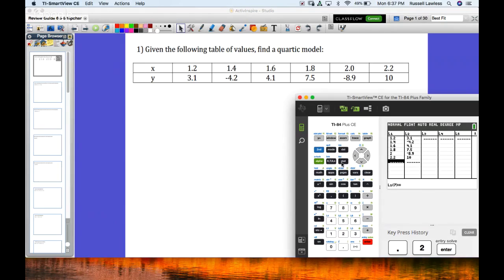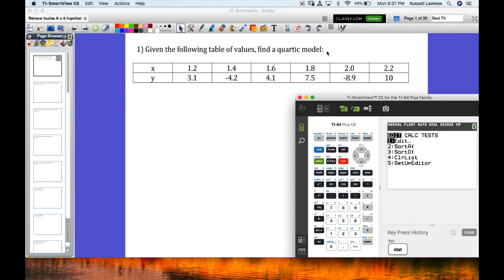And so after we've set the table, made the values for the tables, we're going to hit our stat button again, because what we're looking for is this quartic model. Now, if I'm going to find that quartic model, I'm going to go to calc. You have 3 different types of regression that I can ask: the quadratic, the cubic, and the quartic. Since this is the quartic model, we're going to start with the quartic regression.